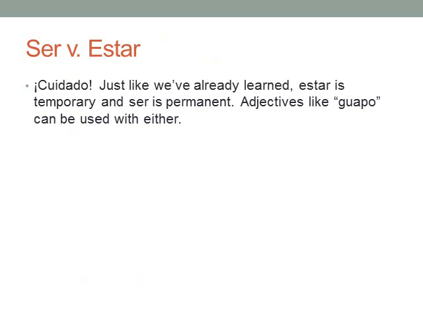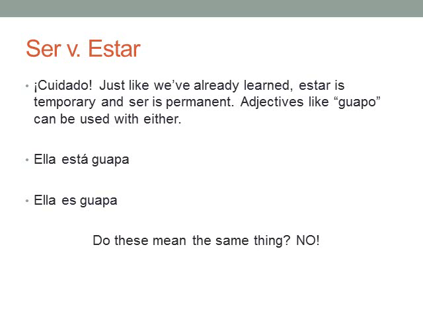Now, we do have to be careful here with ser and estar, because adjectives like guapo can be used with either, but because estar is temporary and ser is permanent, it changes the meaning of the adjective. For example, ella está guapa, she is pretty, versus ella es guapa. These do not mean the same thing. Think about it for a second. If estar is temporary and ser is permanent, what is the difference in meaning between these sentences?